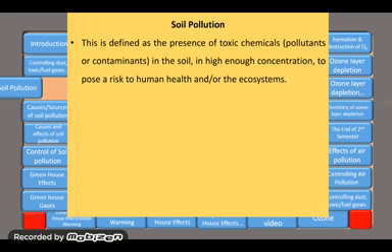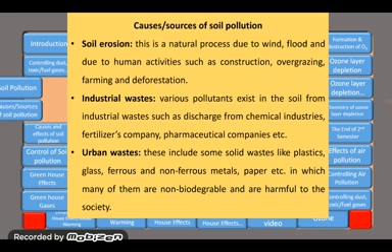Soil pollution. Now, causes of soil pollution. The first one is soil erosion. And don't forget, we all know that soil erosion is caused by agents like wind, flood, and also by human activities such as construction, overgrazing, farming, and deforestation. All these human activities result in soil erosion.